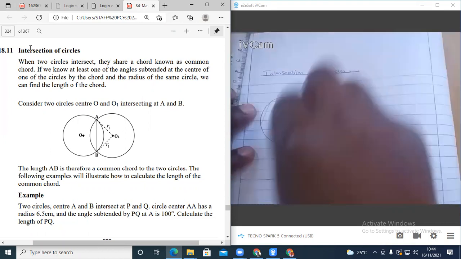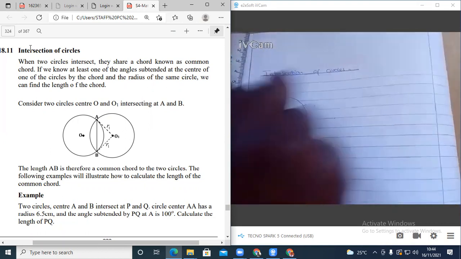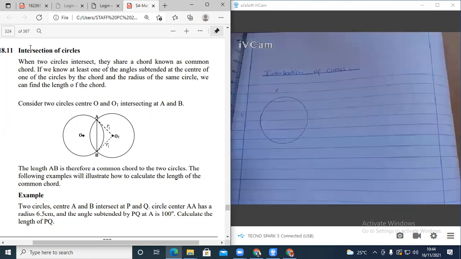Is a chord. So if two circles are drawn, if two circles intersect, they share a chord known as a common chord. If we know at least one of the angles subtended at the center by one of the circles by the chord, and the radius of the same circle, we can find the length of the chord.